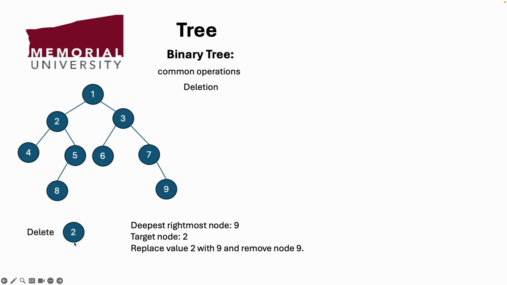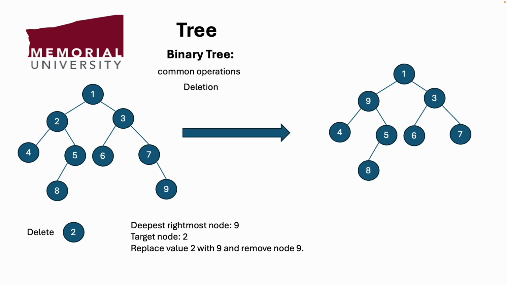The target node, as we know, is node 2. What are we going to do? Replace the value of node 2 with the value of node 9, and next we remove the node 9. So after the deletion, this is what we get: node 2 is replaced by 9, and the last node has been deleted.